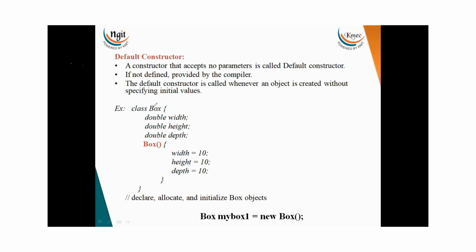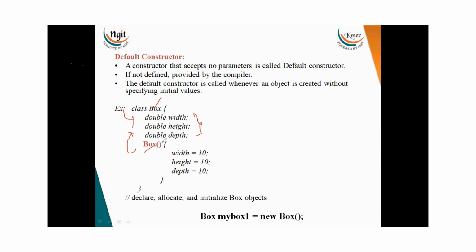Now, here I am creating a class named Box. It has three variables: width, height, and depth. These are the three variables in the class. The variables which are declared within the class but outside of any method are called instance variables. To initialize the instance variables, we can use a constructor.